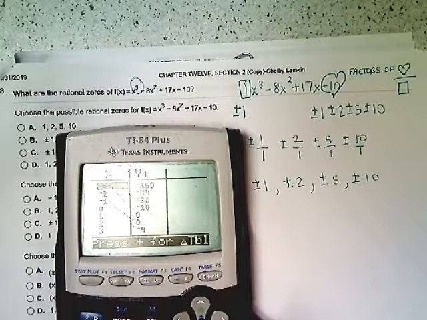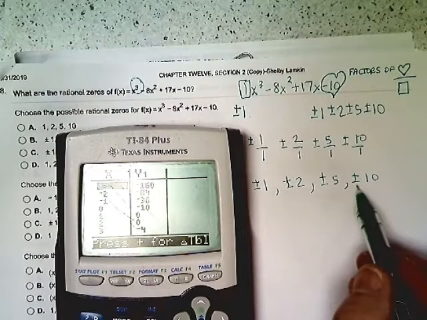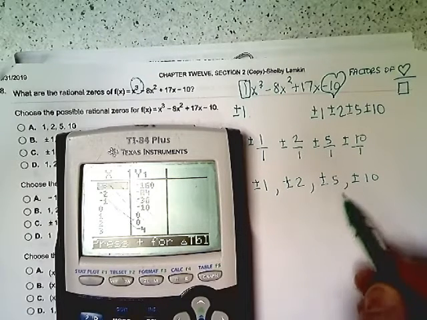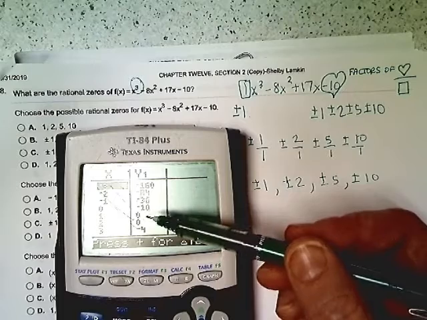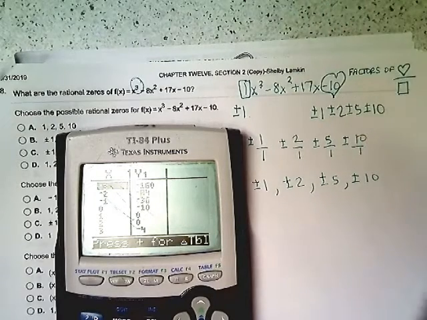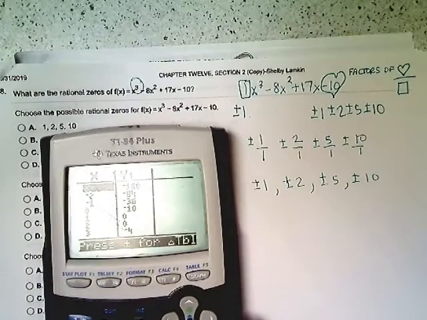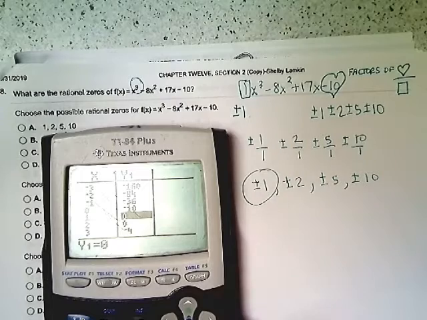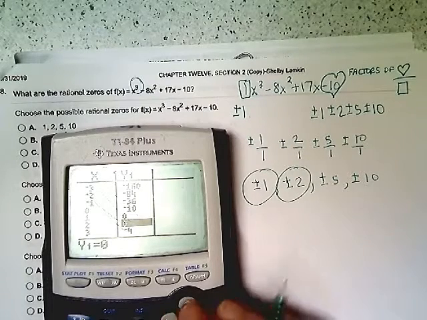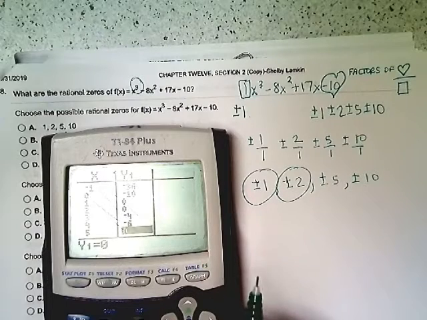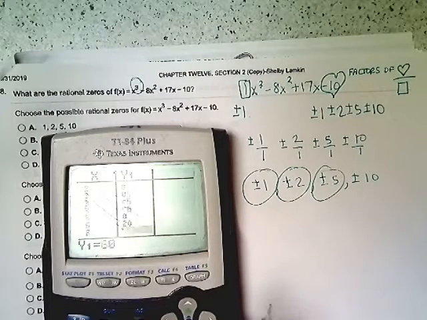This is going to work real good for me because all these numbers are whole numbers. If I had 3/5 over here, then I wouldn't be putting it in y equals. I'd be testing that 3/5 in place of x each time. I'll show you that in a second. So I'm going to test 1. At 1, I get a 0, so that one works. And there's 2. 2 works too. I'm looking for things that have 0 in y. And 5 works. And 10, it better not work, and it doesn't work.